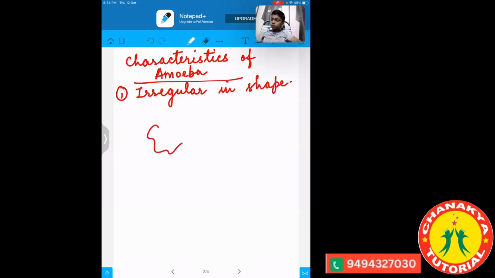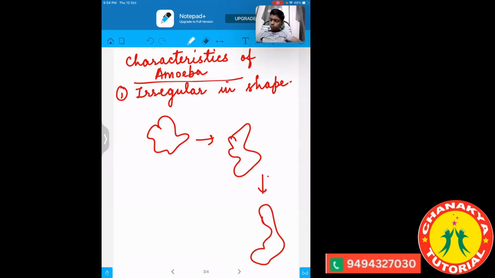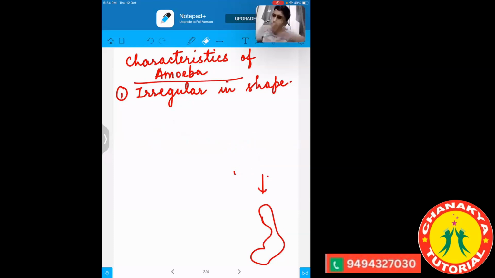Right now, they were like this. But when they moved, they became like this. Then again, when they moved, they turned into something like this. So they keep on changing the structure depending upon the movement. As they move, they keep on changing the shape of their body. That is how the structure of the amoeba is irregular. They do not have any proper shape of the body.